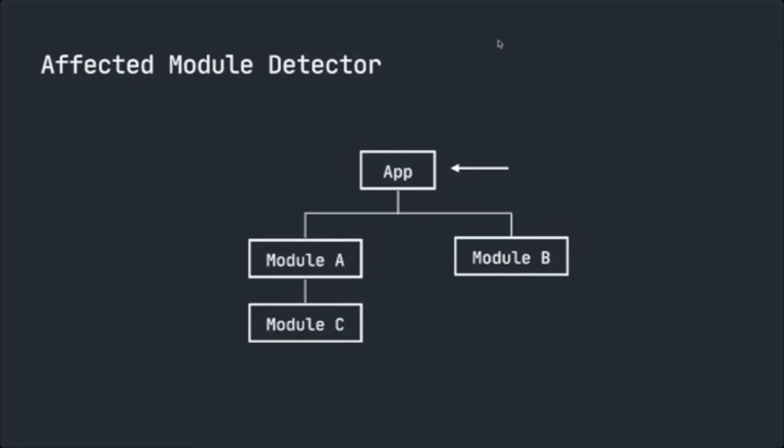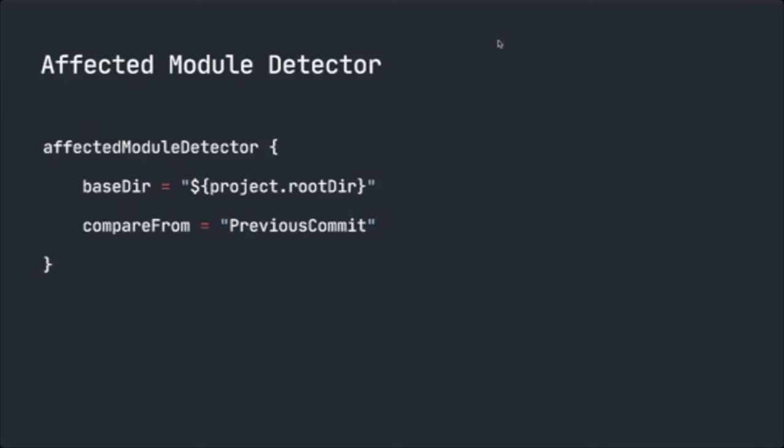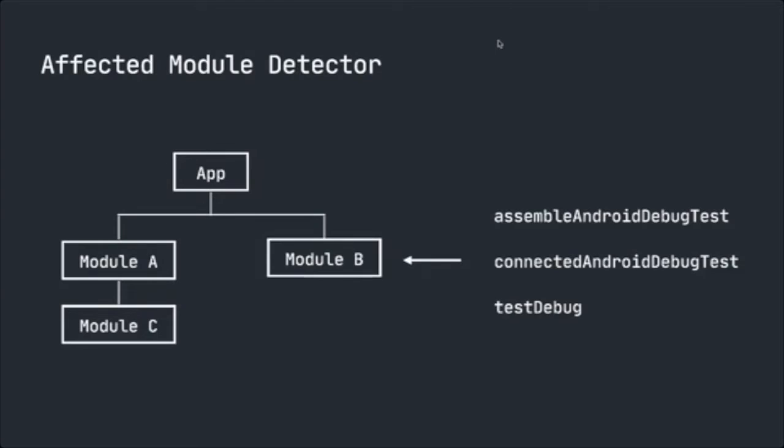The way you structure this is that in your root module, you specify how you want to do the comparison. For example, in this case, I want to do it based on a previous commit. You could also specify a fork commit or a specified branch commit. Then each of your submodules has a task it could run. It could be Android debug or test debug, or with flavors like test internal debug. You tell Affected Module Detector which of these tasks to run. It supports both Android tests and unit tests.